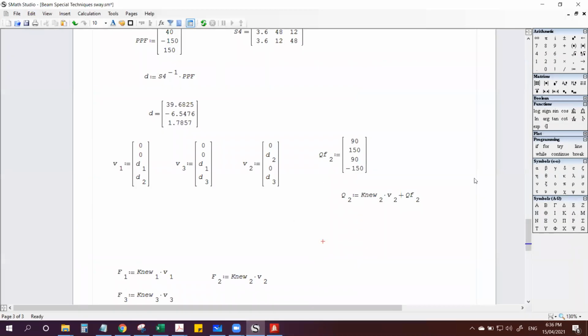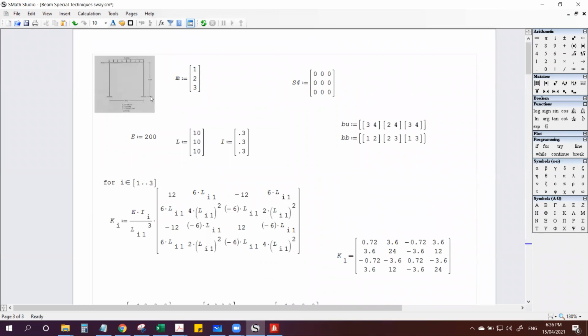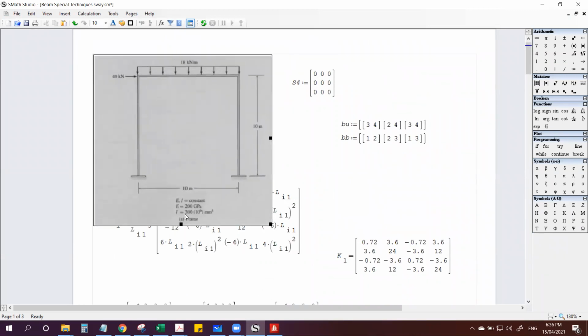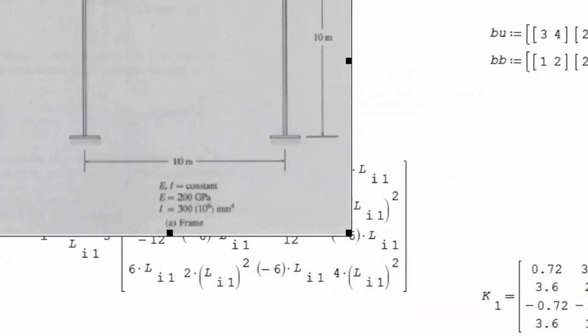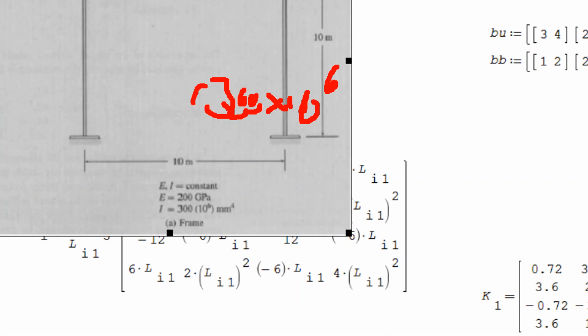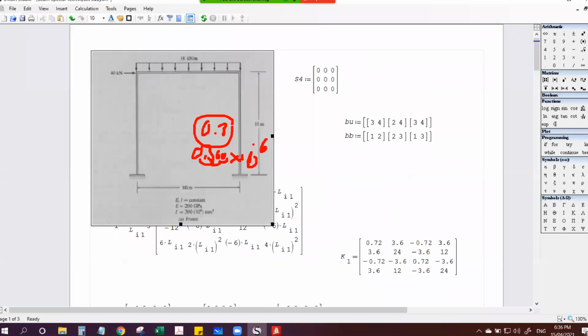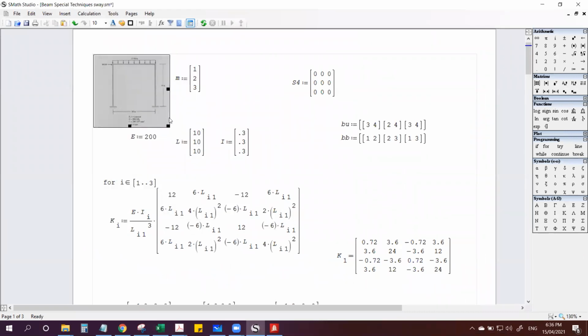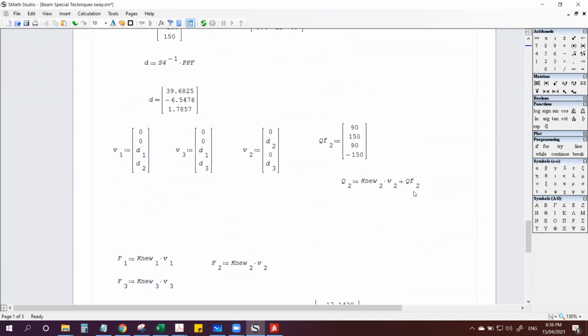So I corrected the code because I forgot. This is only 300 times 10 raised to 6. So 300 times 10 raised to 6 to convert into times 10 raised to 9. So 1, 2, 3. So I should have input 0.3 instead. Okay. And I corrected this to 0.3, and this is now the displacement, 39 mm.